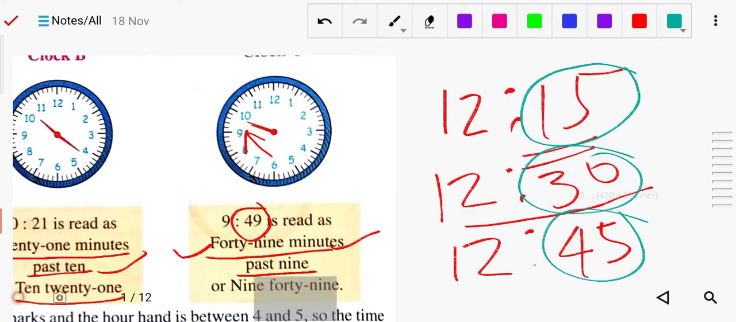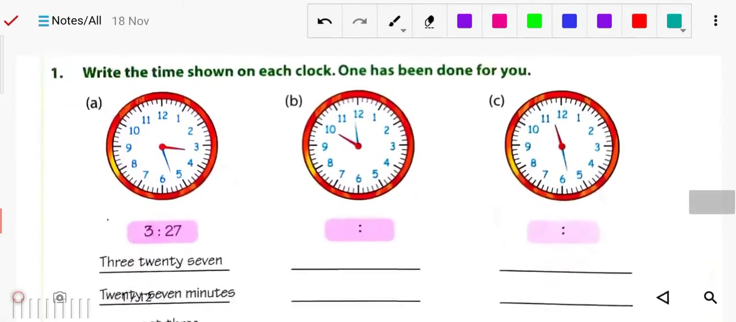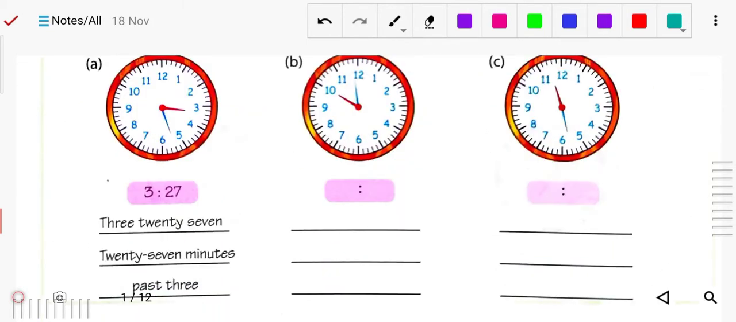Okay, now we will solve some exercises. Let's see exercise 14a. Here a watch is given, and you write the timing. One is solved for you, here it is 3:27, so 27 minutes past 3. Here what is the timing? You can say 9:59. So here you have to write 9:59.